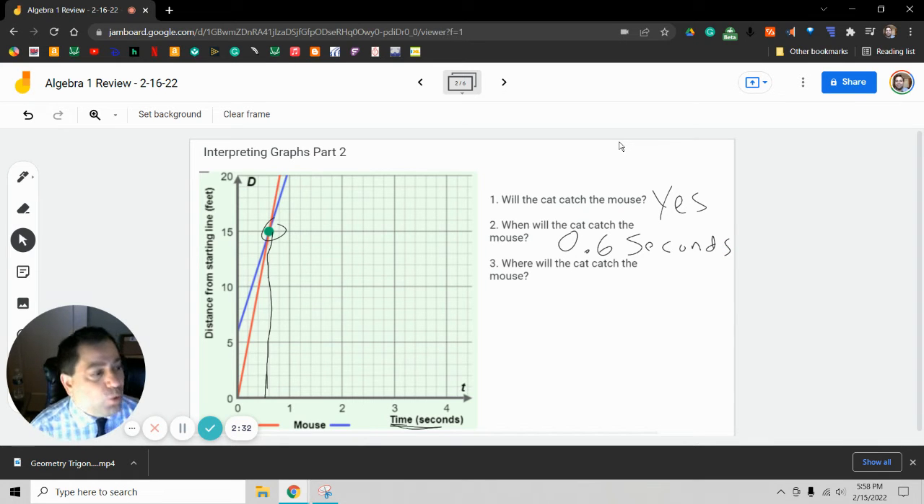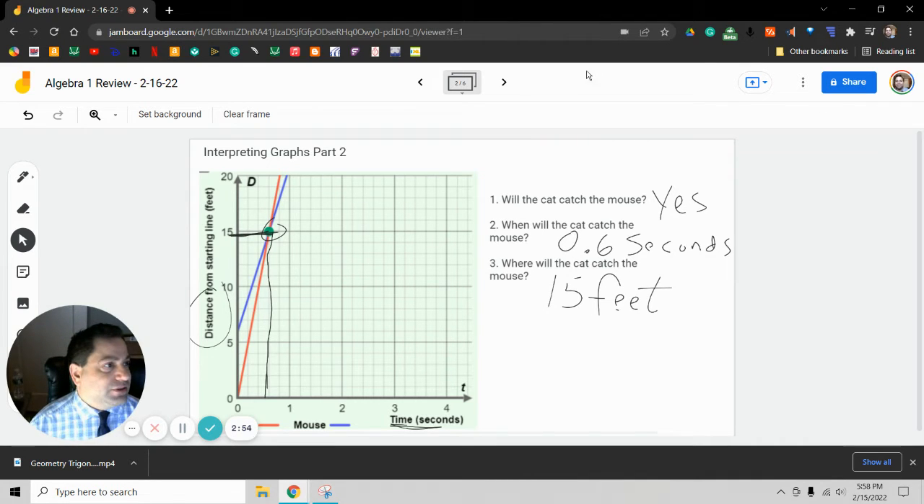Third question. Where will the cat catch the mouse? Well, that's the distance along the y-axis. Therefore, if we follow the intersection point to the left, we can see that the cat will catch the mouse at 15 feet. Okay, why don't you give this one a try?